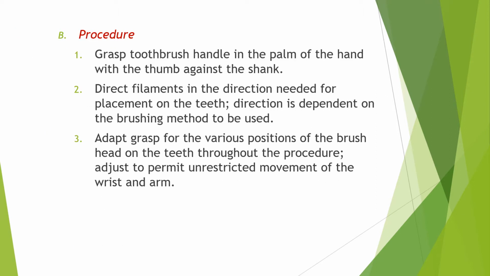Procedure: grasp the toothbrush handle in the palm of the hand with the thumb against the shank. Then direct the filaments in the direction needed for placement on the teeth, and the direction is dependent on the brushing method to be used. Adapt the grasp for the various positions of the brush head on the tooth throughout the procedure, and adjust it to permit unrestricted movement of the wrist and arm.